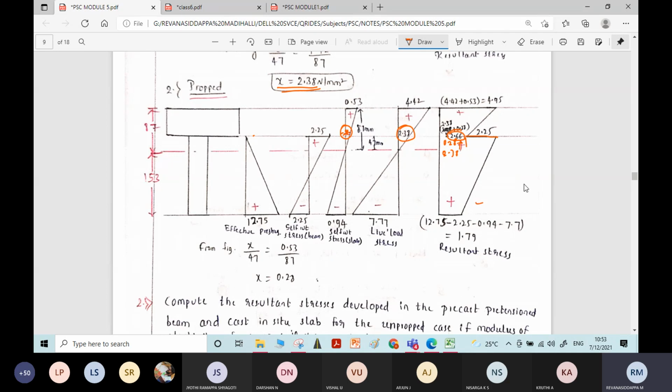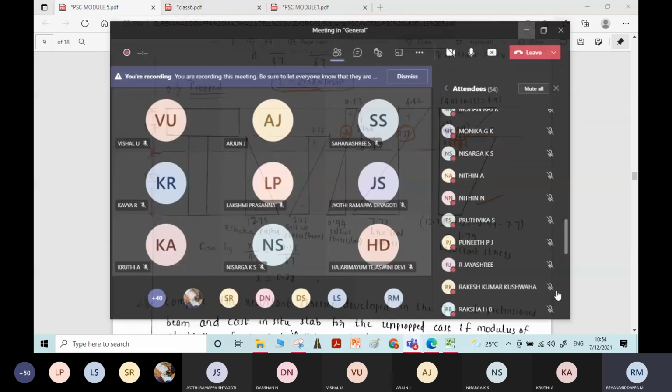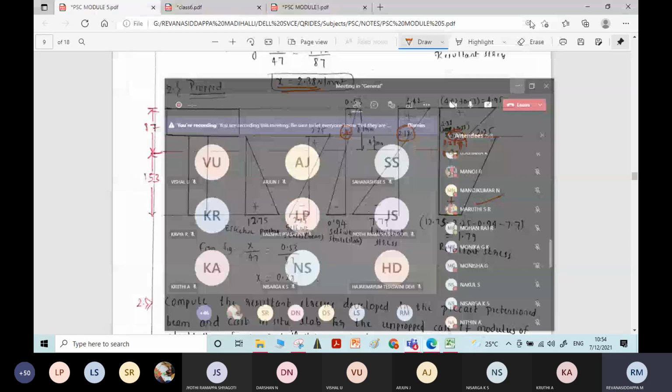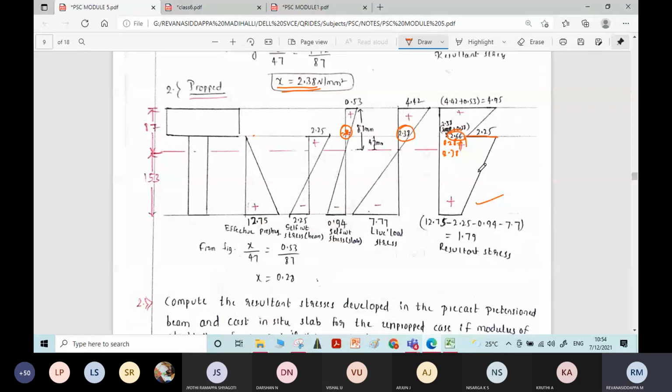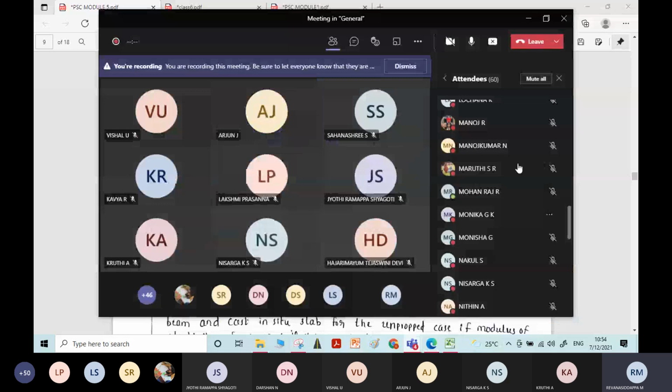Have you understood, students, how to write the stress distribution diagram? Any doubts? Please ask. Any doubts here? No, sir. Okay, with this, I'll stop the class.